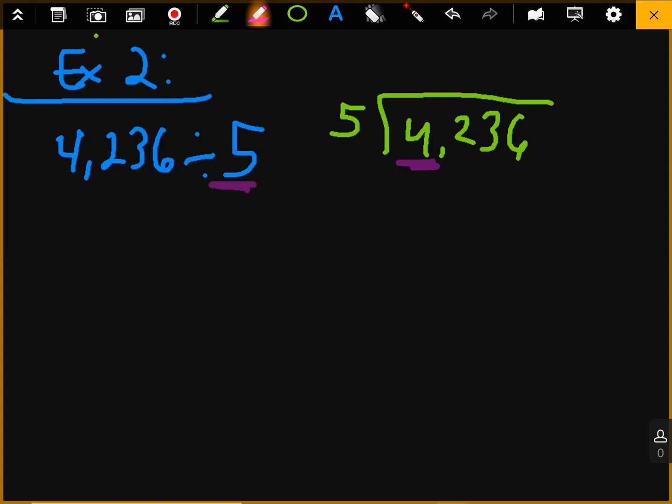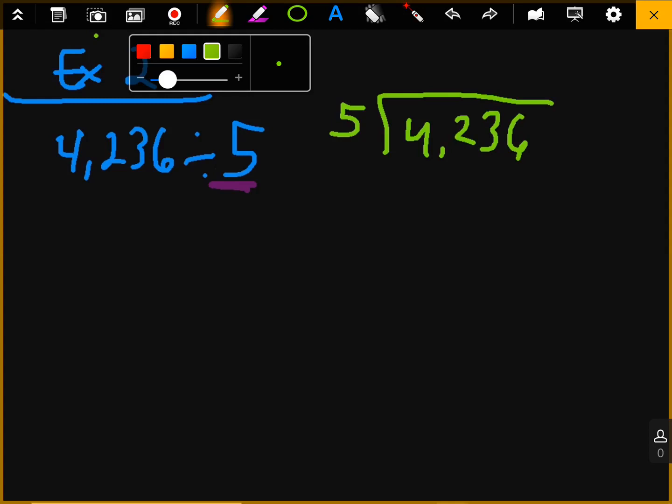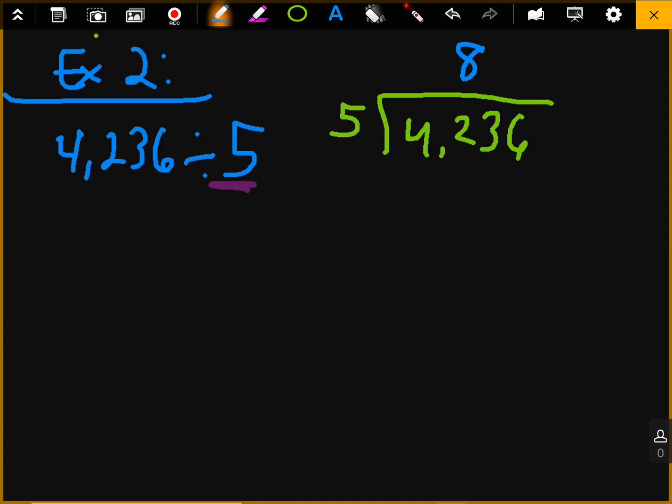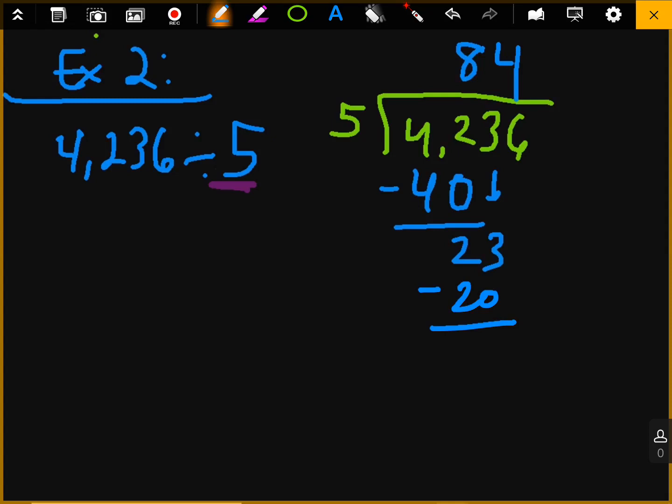Does 5 go into 4? No. But does it go into 42? Absolutely. So 5 goes into 42 approximately 8 times. 5 times 8 is 40. You got 2 left over, and you bring down the 3. Does 5 go into 23? Yes, it does. It goes in there 4 times. 5 times 4 is 20. Subtract, you got 3 left over.